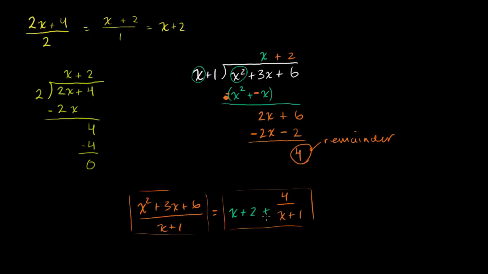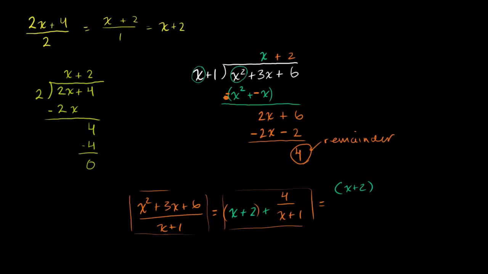And if you wanted to check that, if you wanted to go from this back to that, what you could do is multiply this by x plus 1 over x plus 1 and then add the 2. So this is the same thing as x plus 2.